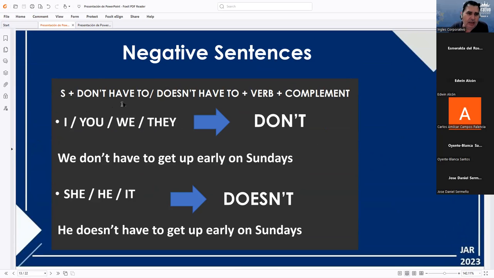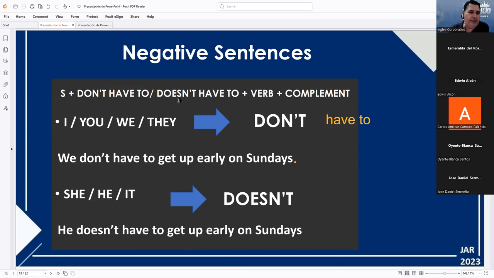In negative sentences, we say don't have to, doesn't have to, and the verb and the complement. We say, I, you, we, they don't have to. We don't have to get up early on Sunday. Well, only to go to church. We go to church in the afternoon, okay. Not necessary to get up early. Okay, he, she, it doesn't. He doesn't have to get up early on Sunday.